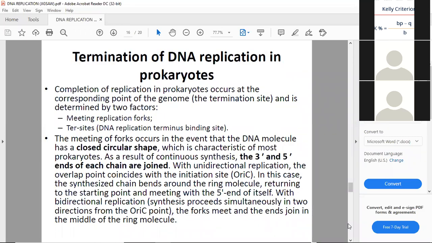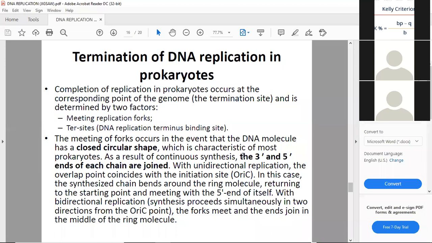Then what happens during DNA termination in prokaryotes? So the completion of replication in prokaryotes occurs at corresponding points of the genome, or the termination site, and is determined by two factors: the meeting of the replication forks and also points known as DNA replication terminus binding sites. So the meeting of forks occurs in the event that the DNA molecule has a closed circular shape, which is usually the characteristic of most prokaryotes or bacteria. So you find that you have circular DNA.